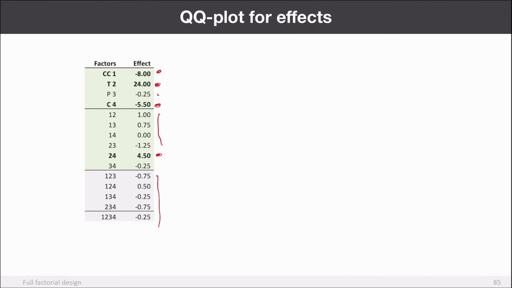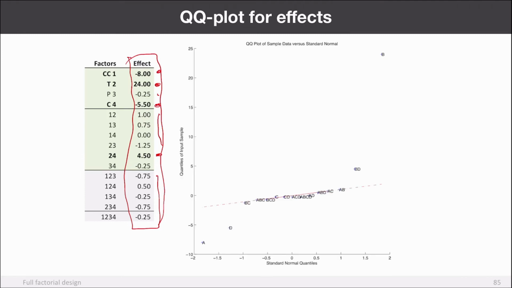So what does it mean? It means that if we make a Q-Q plot, which you remember we use for checking the normality of our data, I mean a Q-Q plot for the effect values, most of these values will follow normal distribution, that is, they will lie along this ideal line, and only 4 do not follow normal distribution, and we will see these 4 as outliers. And this is what I mean by that.